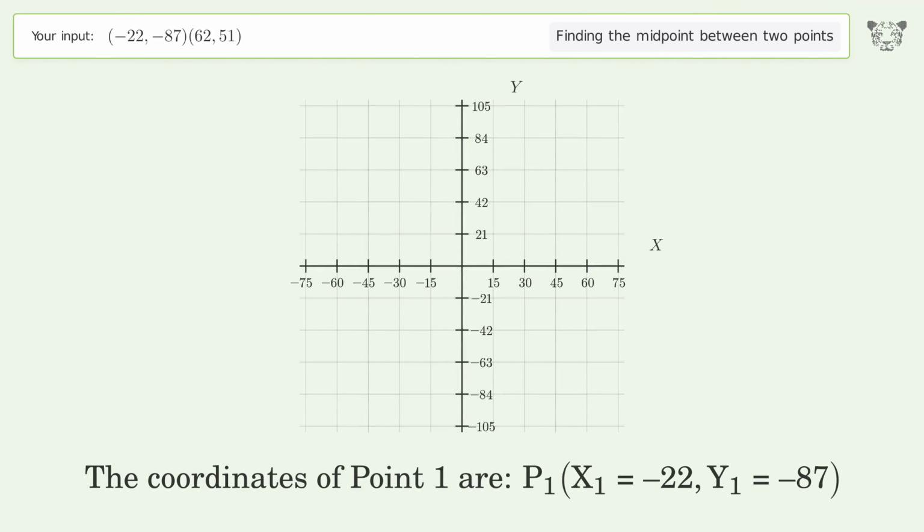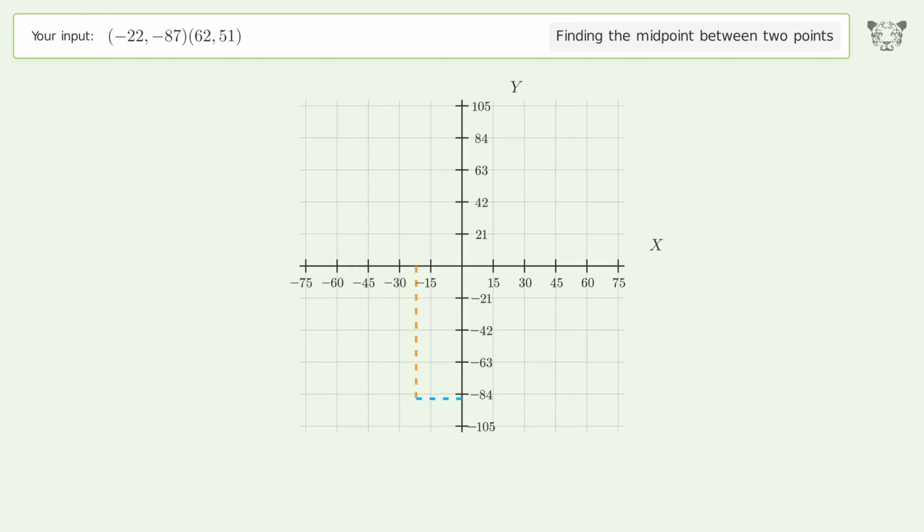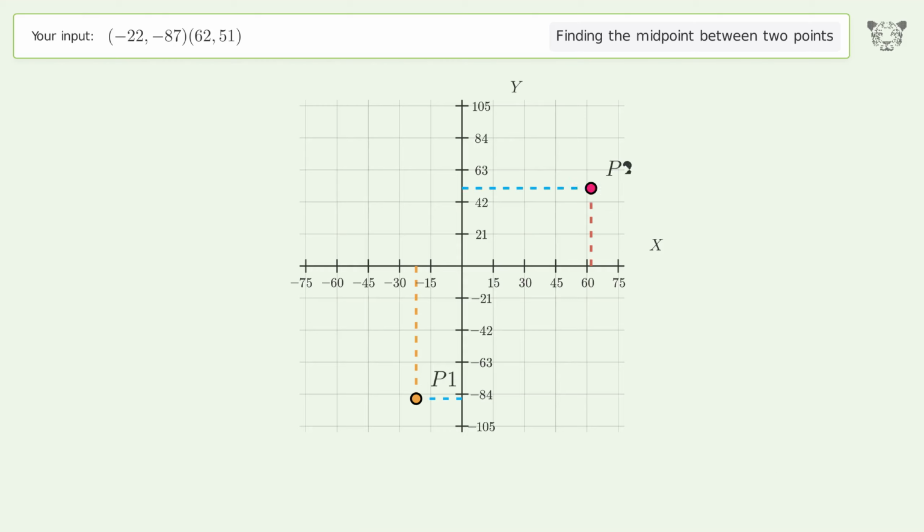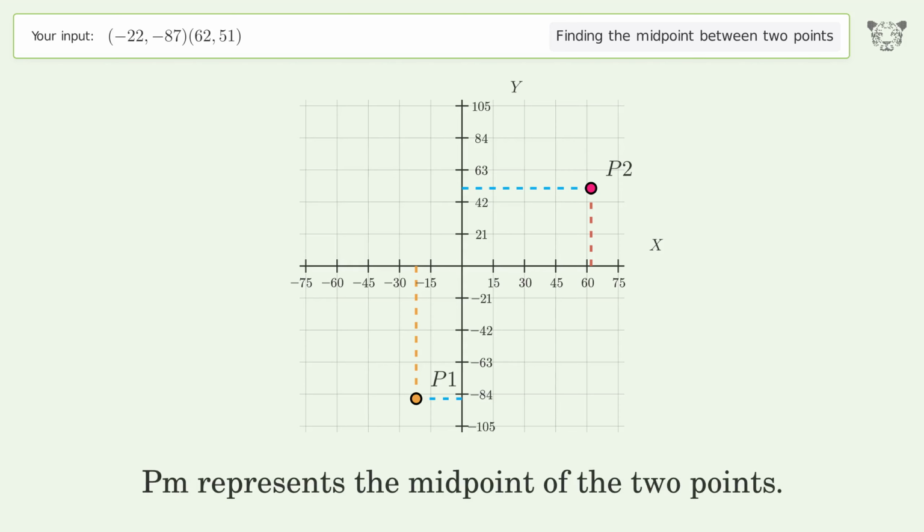The coordinates of point 1 are, x1 equals -22, y1 equals -87. The coordinates of point 2 are, x2 equals 62, y2 equals 51. PM represents the midpoint of the 2 points.